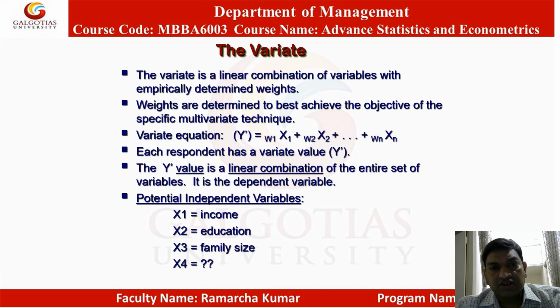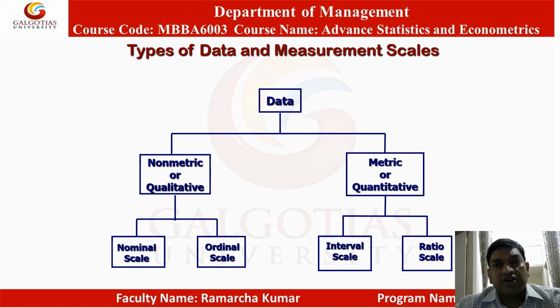So what is variate? A variate is a linear combination of variables with empirically determined weights. Weights are determined to best achieve the objective of the specific multivariate technique. So the variate equation, say Y transpose is equal to w1 times x1 plus w2 times x2 plus w3 times x3, till wn times xn. So each respondent has a variate value Y transpose. The Y transpose value is a linear combination of the entire set of the variables. It is the dependent variable. Potential independent variables, for example, x1 can be income, x2 can be education, x3 can be sample size, and so on.